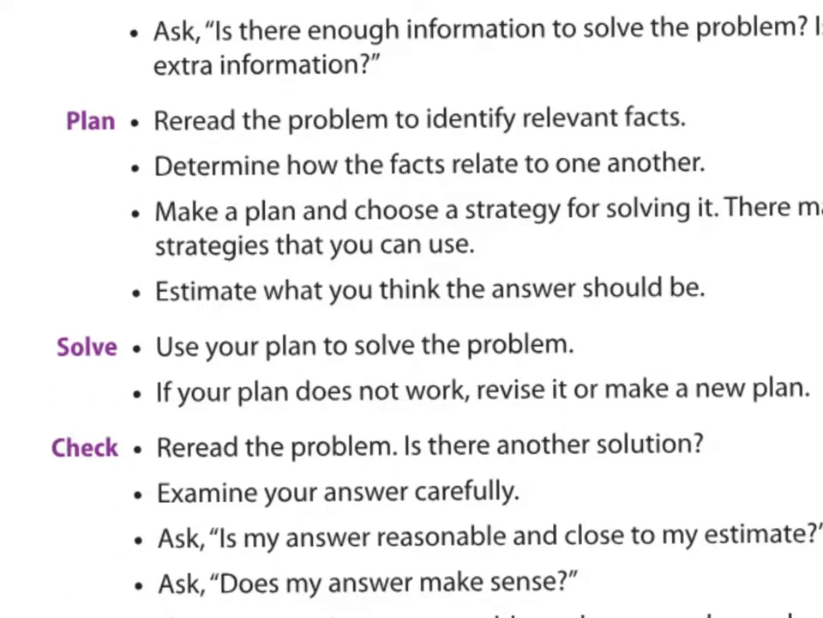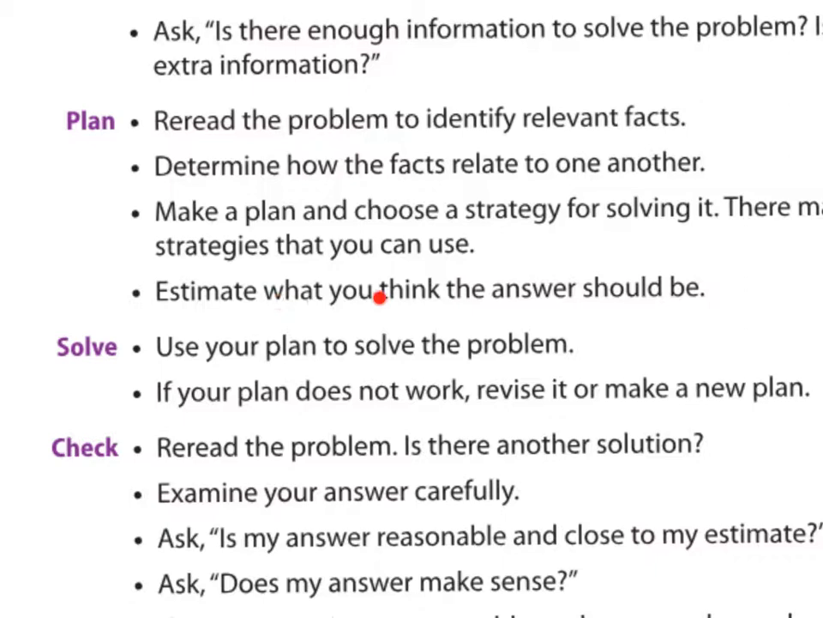Now that you know your information, make a plan. That's step 2. Reread the problem to identify relevant facts. Determine how the facts relate to one another. Make a plan and choose the strategy for solving it. See, I made a plan. My plan was to round, and then I saw how many 60s were in 180. So I essentially divided 180 by 60, or I multiplied 60 times 3 and I got 180. There may be several strategies that you can use.